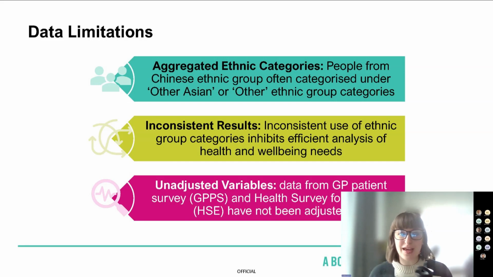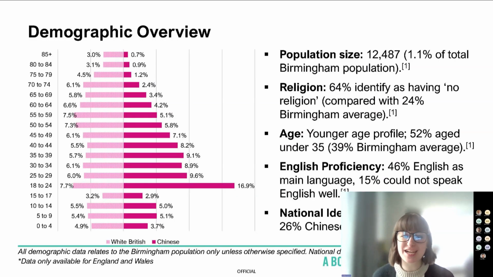So now we can talk about the actual data within the Chinese community. I'm going to start with just a broad demographic overview. And this is for the Birmingham population specifically. It is slightly different on a national level. So, for example, the population size: 1.1% of Birmingham's total population is Chinese, but that is higher than the England and Wales average, where the Chinese population make up 0.8% of the total population.